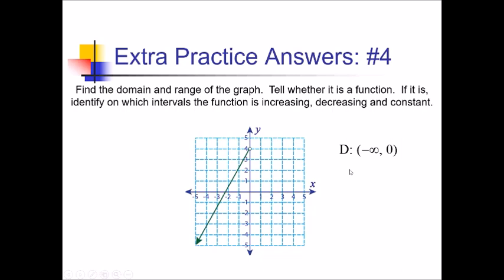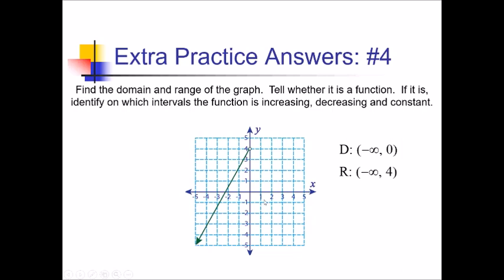Now for range, for the y values going from lowest to highest, on the lower end, we have a negative infinity because we're going down forever here. And then on the upper end, we have positive 4, open dot at 4. So we're going to do parentheses for both of them, negative infinity, comma 4 for the range.